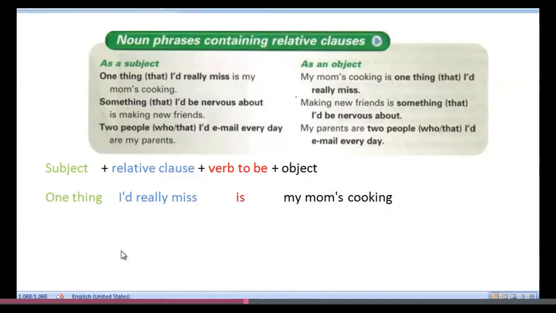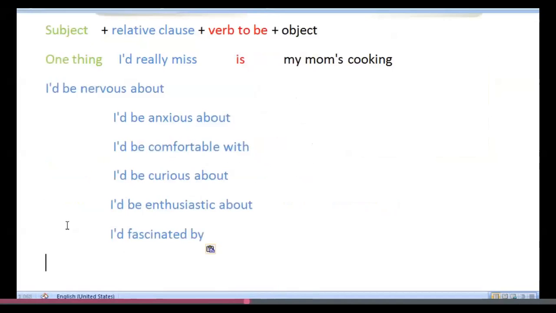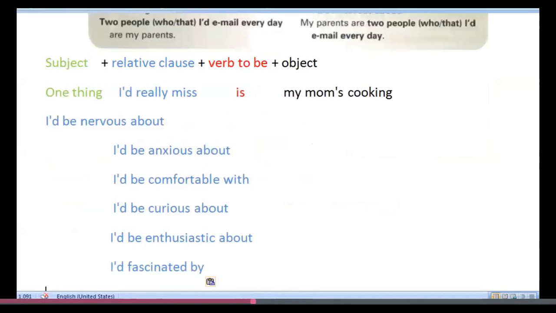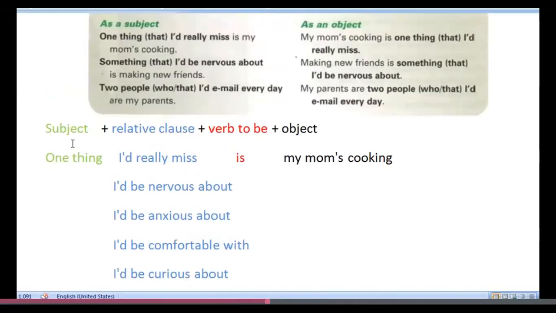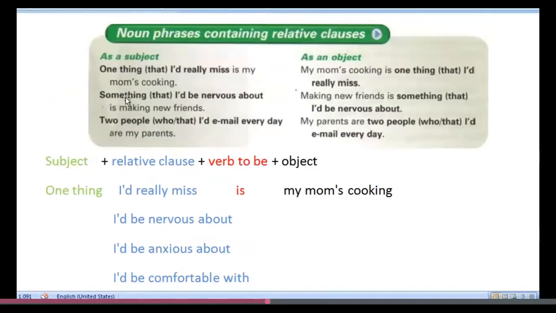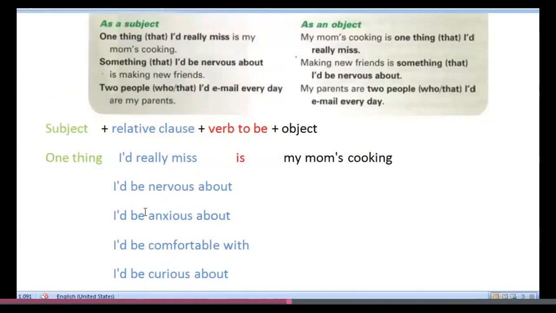All right. What we're going to do is try to make sense of it, but we're going to try to make different sentences with them. All right, so I mentioned one thing. You could express this idea by saying something, right? You could also say two people, or you can say two things, or you can say two things that I miss would be, and then you mention what those things are. But let's try to make sense of it here. So one thing I really miss is my mom's cooking. So I've included a few relative clauses.